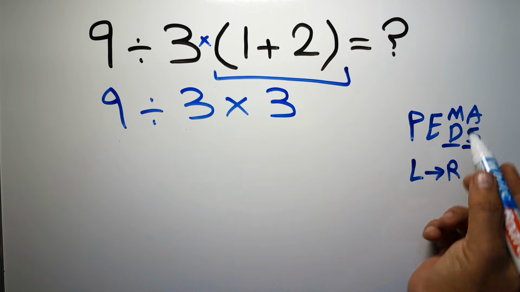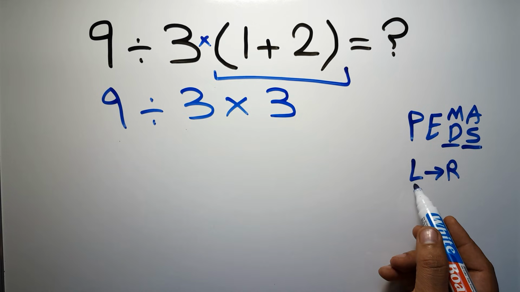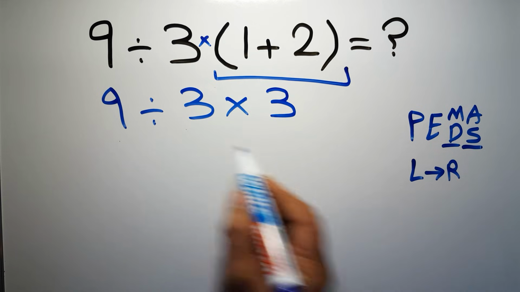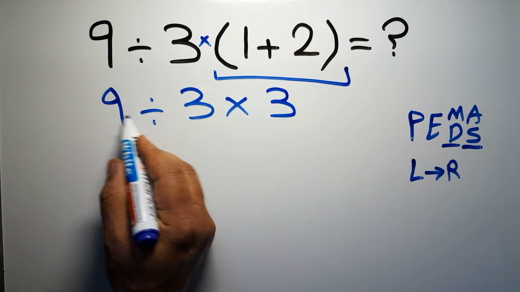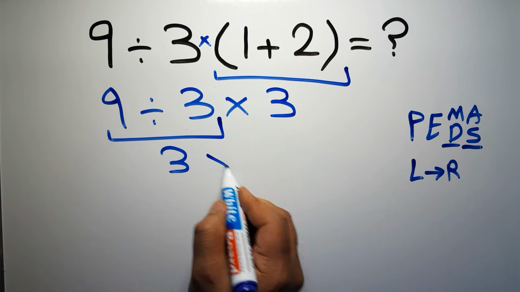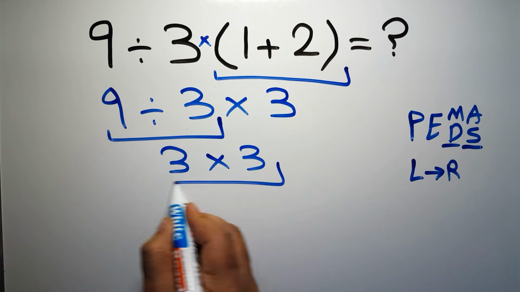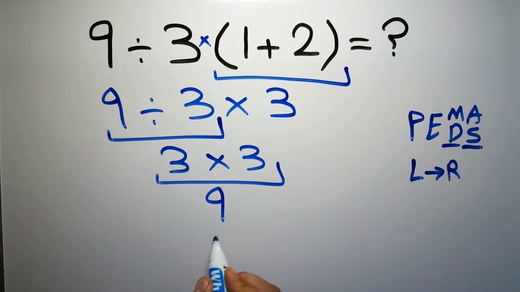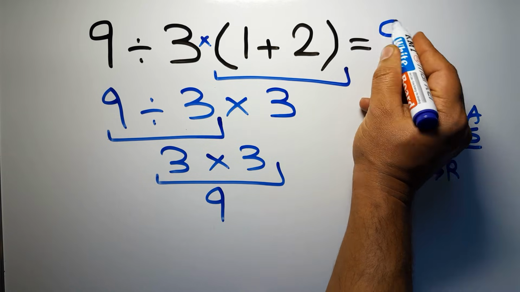As I said, multiplication and division have equal priority and we have to work from left to right. So here first we have to do this division. 9 divided by 3 gives us 3. So 3 times 3, which equals 9. And this is our final answer to this problem. The correct answer is 9.